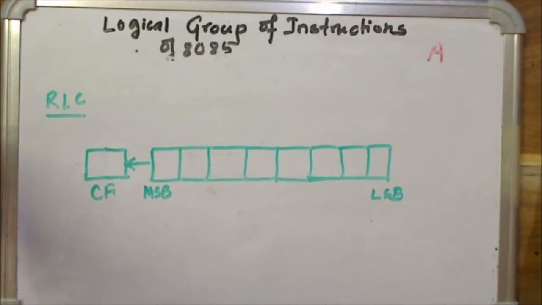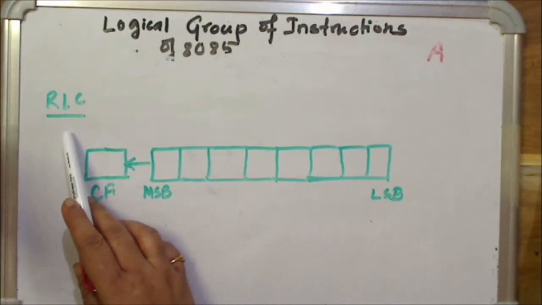That means this is an implied addressing mode instruction. The rotate instructions are implied addressing mode instructions because the instructions always work on register A. So it is implied that you don't have to write any register or operand in the instruction, because the instructions will always work on register A. Okay, so the first rotate instruction is RLC. What does RLC mean? Rotate left with carry.